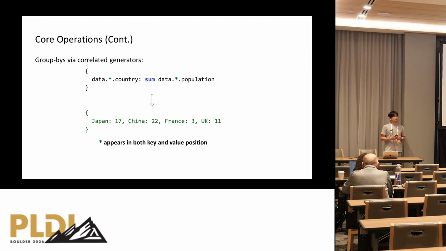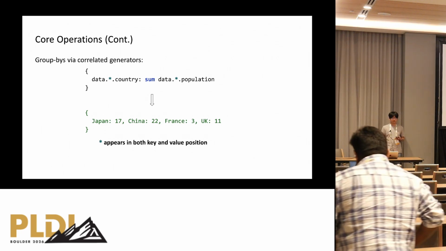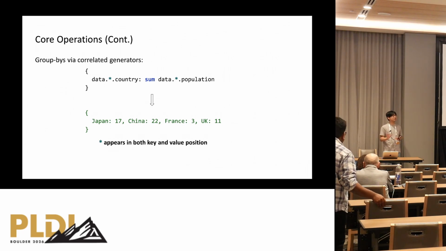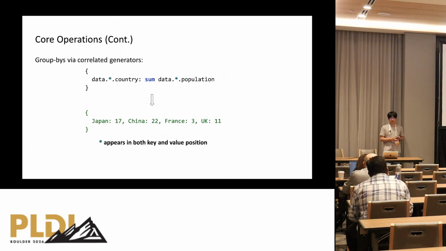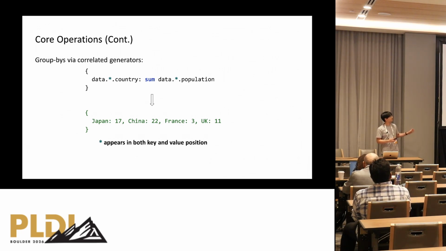And so, for group-by operations, which is also very fundamental in data processing, we can similarly just use object notations, and instead of having a constant key on the key side, we can just have another iterated value on the key side. For example, here we have data.star.country as the key, and then we have a sum of data.star.population, and this essentially groups the sum of population for each unique country value in the data set. And so you can see in the result, we get the total population for each country.